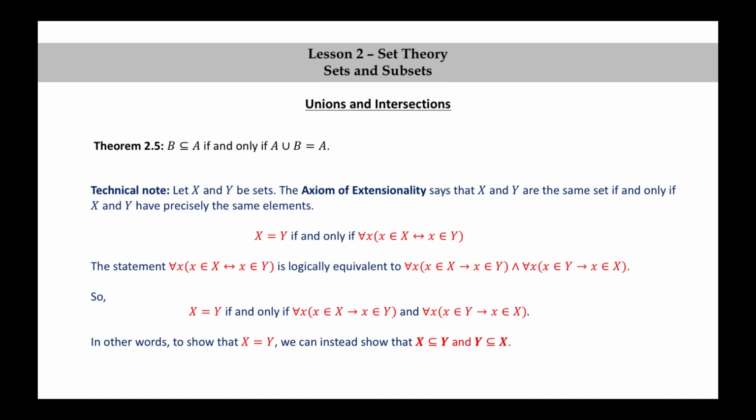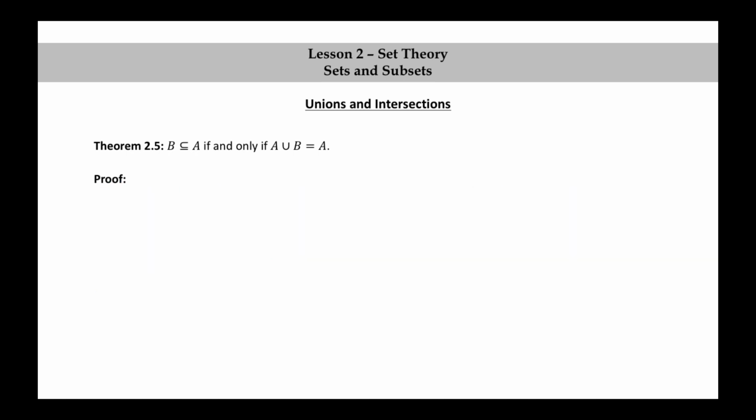We'll be applying that in this theorem when showing that the union of A and B is equal to A. Instead, we could just show that each of those is a subset of the other one. Okay, we're ready to begin the proof. There are two directions for this proof because it's an if and only if. So we'll start by going to the right.